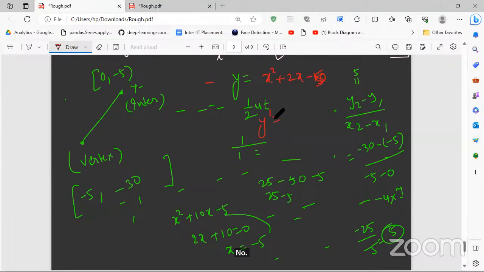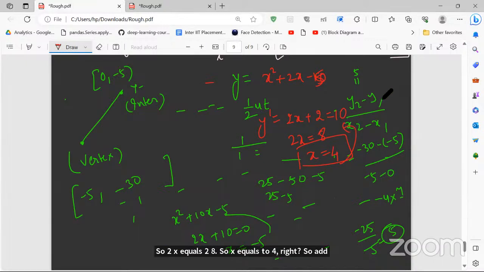So you have to calculate the slope, right? So the slope of 2x is plus what? 2x plus 2, 2 is the slope. And you have to equate that to 10. Then 2x equals 8, so x equals 4, right? Then at this point, the value of slope will be 10, and we have to put the value of x in the upper equation.